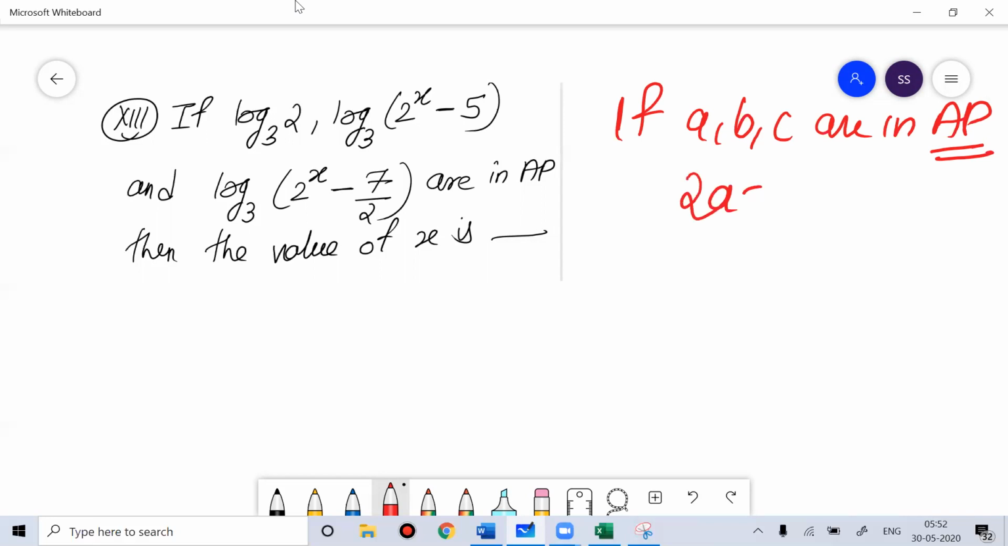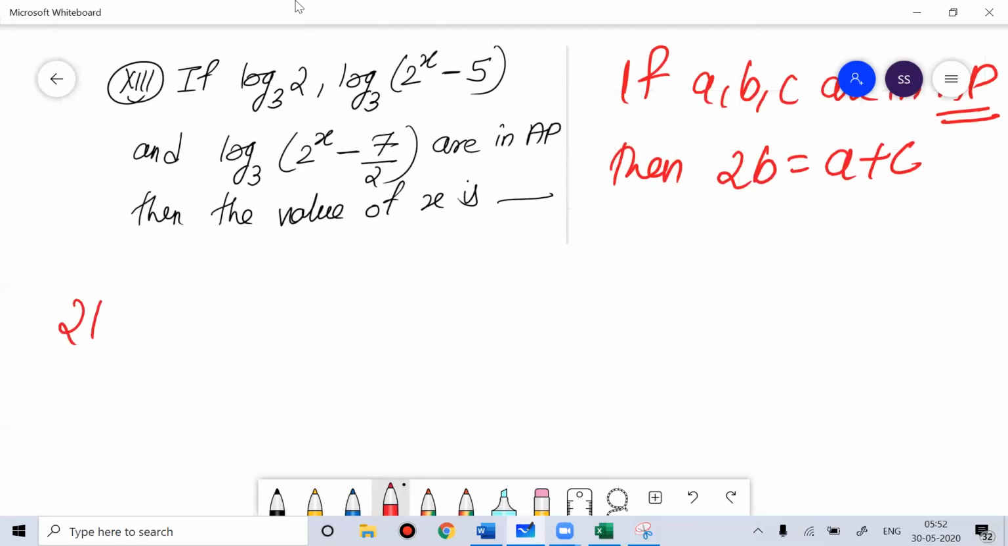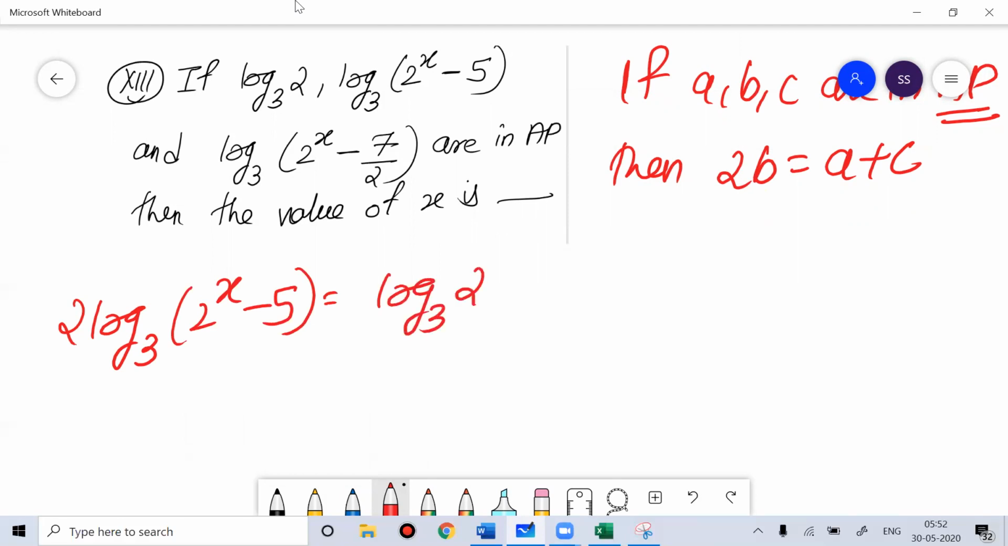Then you should directly write that 2B is equal to A plus C. If A, B, C are in AP, then the double of the middle term would be equal to A plus C, because the difference is same. B minus A will be equal to C minus B. So this way if I do, it will be 2 of log base 3 of 2 to the power x minus 5 is equal to log base 3 2 plus log base 3 to the power x minus 7 by 2.